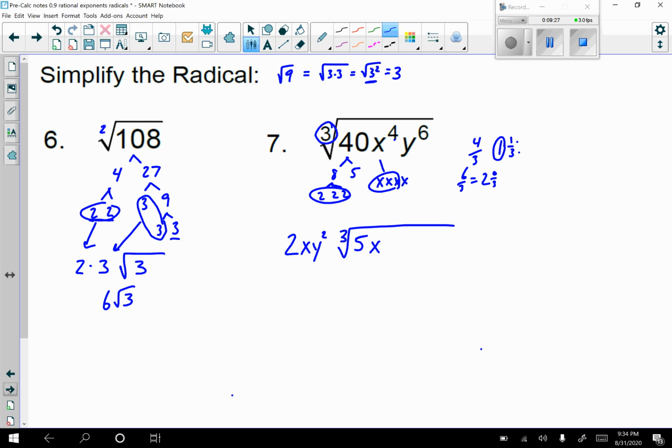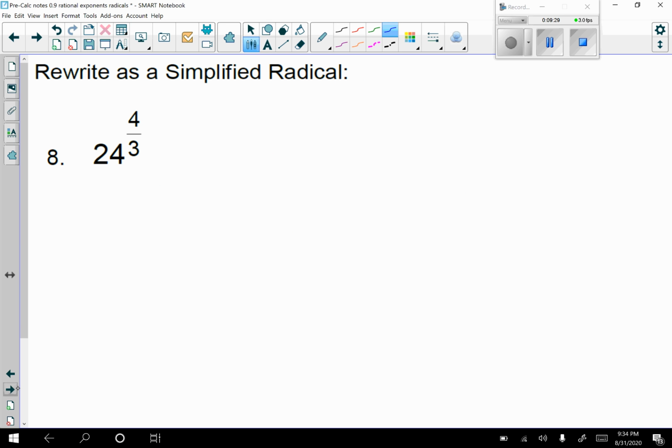All right, let's see about just a number. Let's simplify this. So we have an exponent. We know that's a radical. We want to write it as a simplified radical. It's got to have the smallest number possible inside the radical. So there might be a few different ways you could approach this, and I'll come up with the same answer.